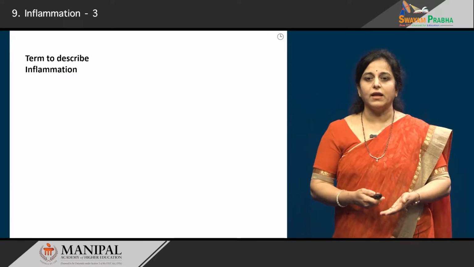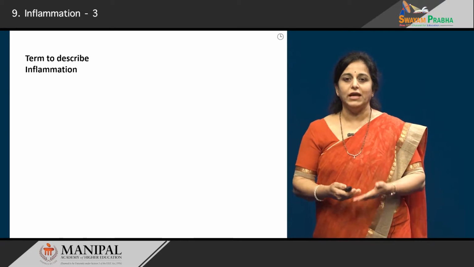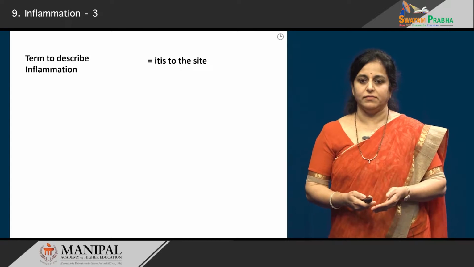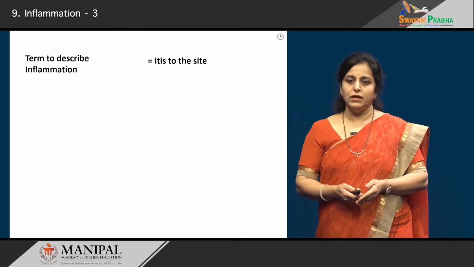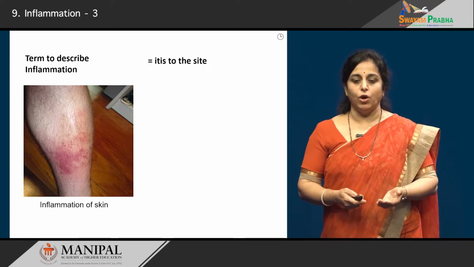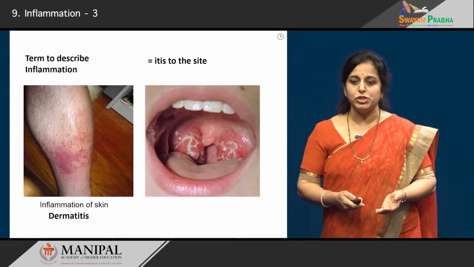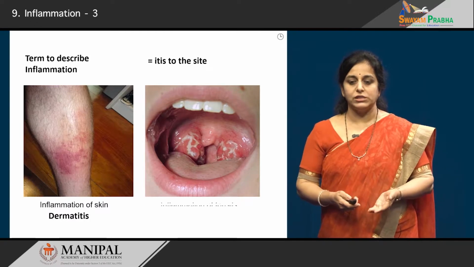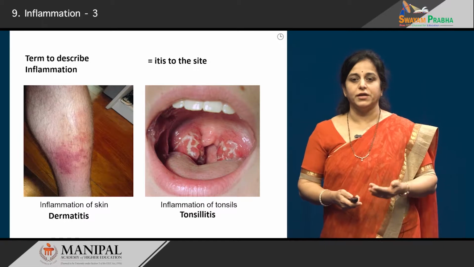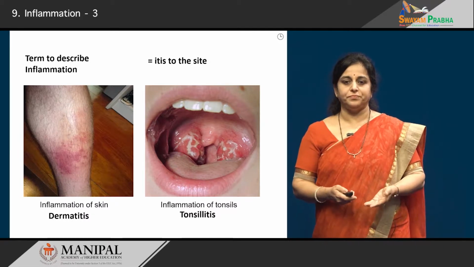So, how do we describe when a part of a body is showing inflammation? We add the suffix itis to the site of the inflammation. For example, when there is inflammation of the skin, we call it dermatitis. When there is inflammation of the tonsils, we call it tonsillitis. When there is inflammation of the conjunctiva, we call it conjunctivitis, etc.